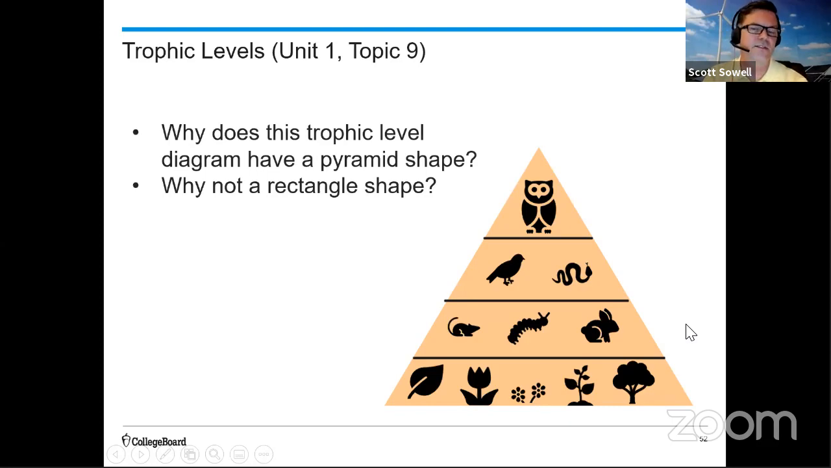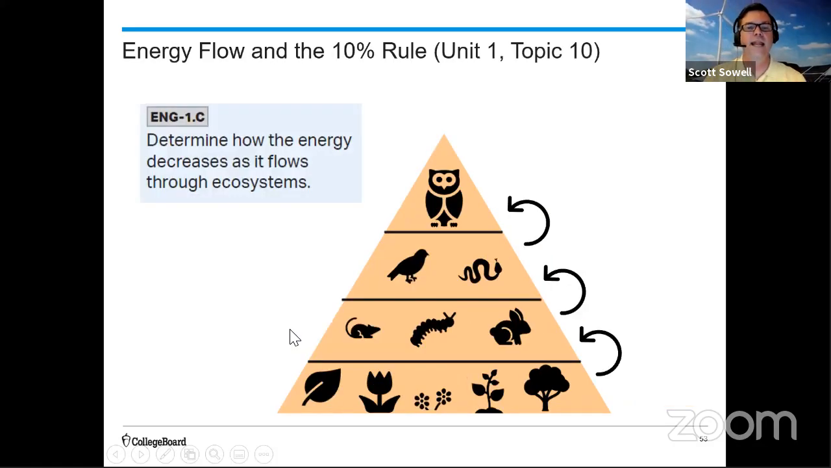But let's take a look at this question here for a second. Why in the world is this shaped like a pyramid and not a rectangle? Why do we have more stuff here at the bottom than we do at the top? Why are there more primary producers than there are tertiary consumers? Well, that has to do with the energy that's going on here. So we have something called the 10% rule, and that helps us to understand the fact that energy decreases as it flows through an ecosystem. Every time an organism eats another organism, that energy moves up, but we lose some of that energy as heat due to the second law of thermodynamics.